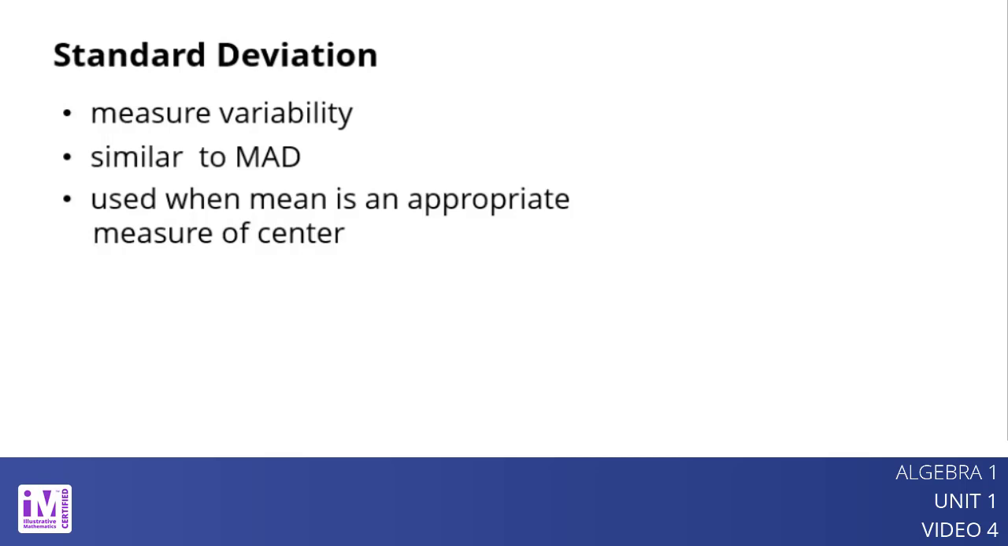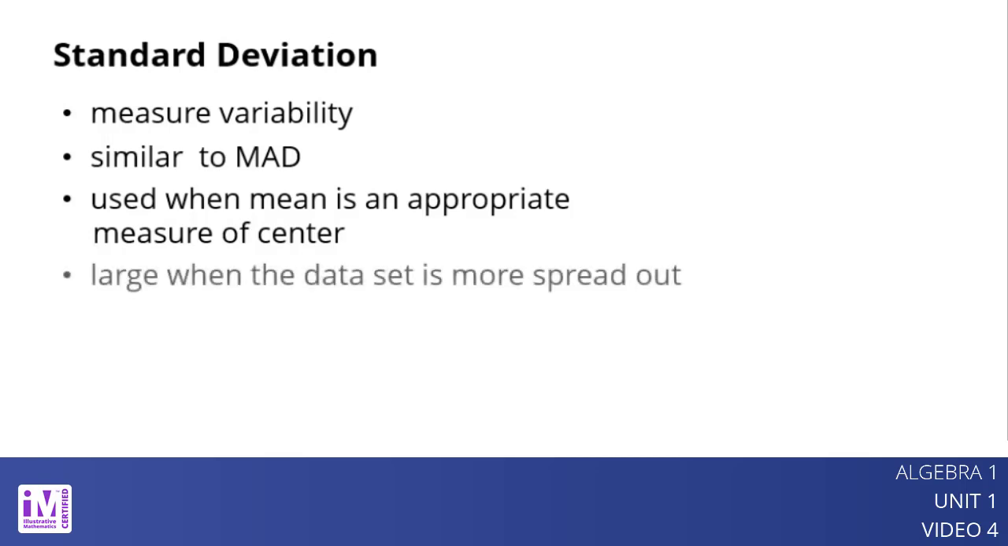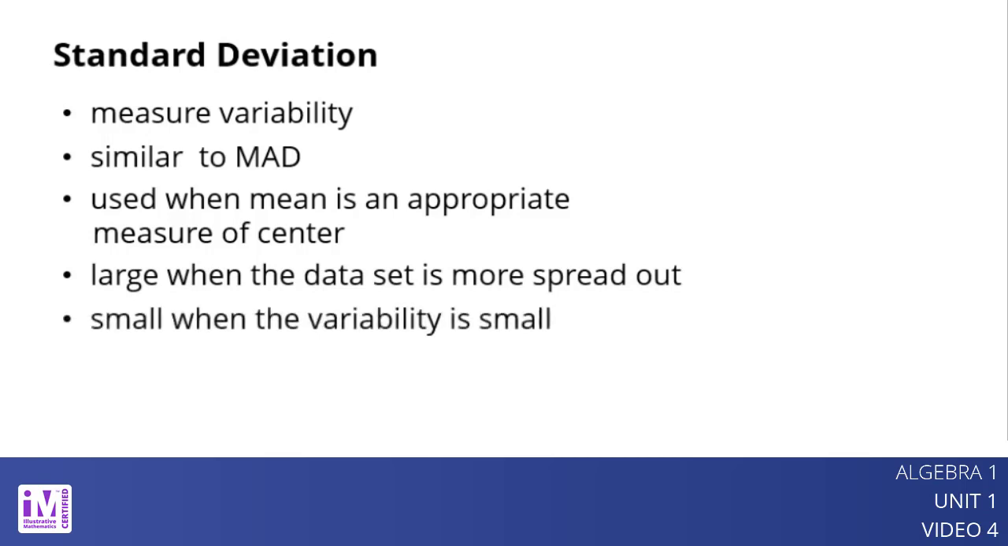Like the MAD, the standard deviation is large when the data set is more spread out, and the standard deviation is small when the variability is small. The intuition you gained about MAD will also work for the standard deviation. The more variation a distribution has, the greater the standard deviation. A more compact distribution will have a lesser standard deviation.